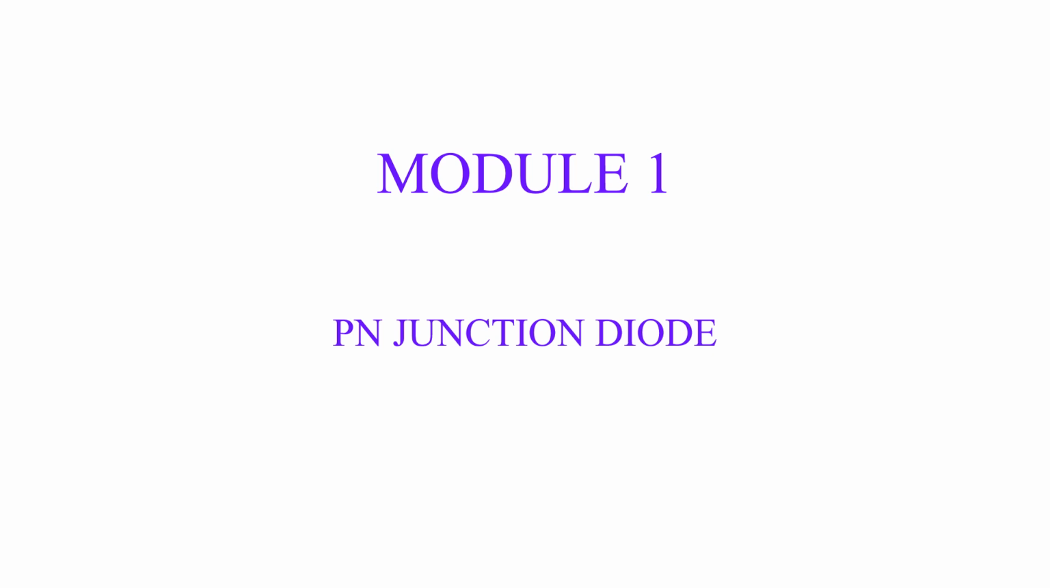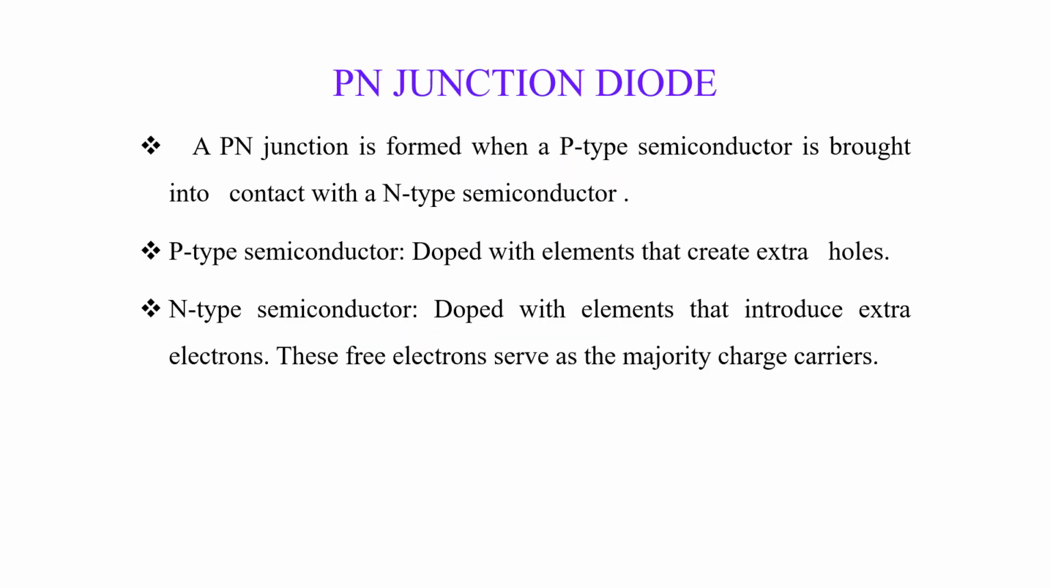Module 1: PN junction diode. A PN junction is formed when a p-type semiconductor is brought into contact with an n-type semiconductor.